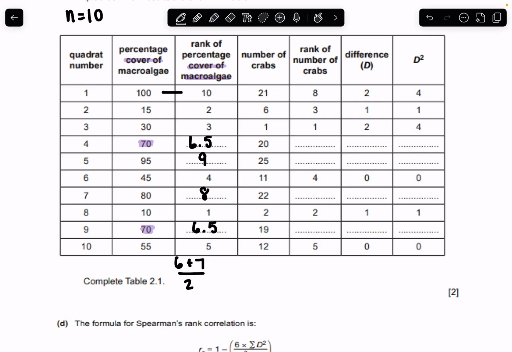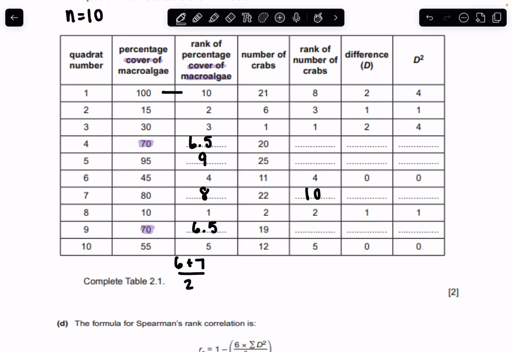They did this again for the ranking for the number of crabs. So we're going to do the same thing and see what numbers we're missing. We're missing 10, we're missing 9, we're missing 7, and 6. So we need to figure out what numbers we're going to use. So it looks like they are starting at the highest number again. So 22 should be 10.